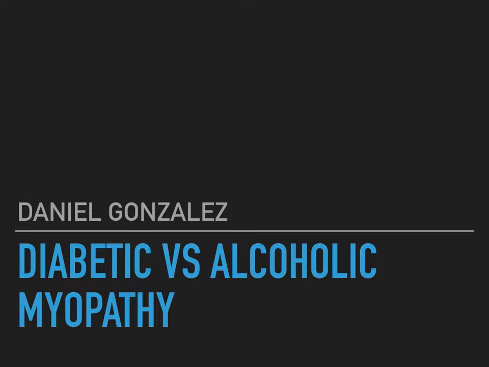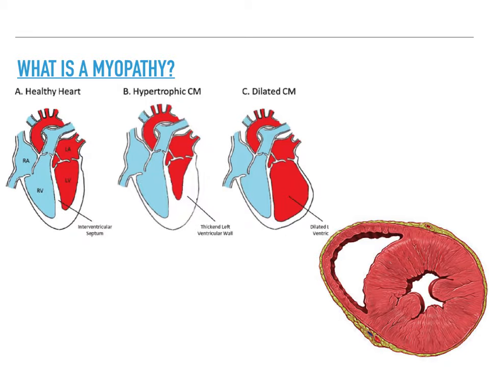I will be presenting on diabetic versus alcoholic cardiomyopathy. Let's go right ahead with the question: what is a myopathy? Well, in this case, we will talk about cardiomyopathy and what that is. You could see here I incorporated the images of three different hearts, one being the normal healthy heart, and two being two different kinds of myopathies. I could just start off with the middle one.